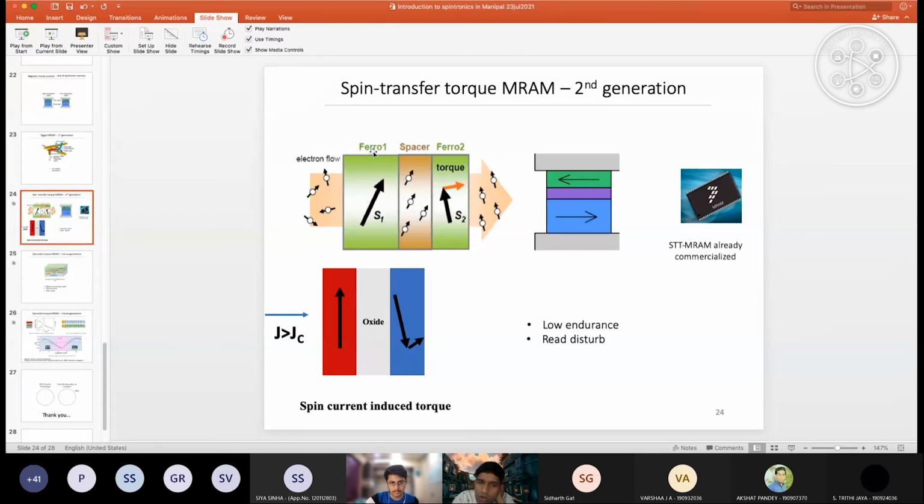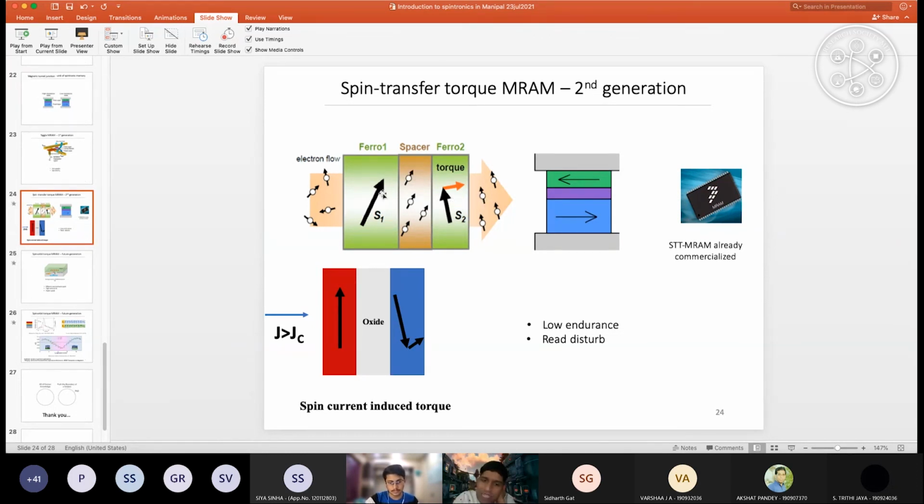So let's assume these two are in parallel state. Now you pass current in this direction, so the electron will become polarized here. Now what happens if they see a magnet aligned in the same direction? Basically, the density of state. I'm not sure if you're familiar: the density of state, basically how many empty chairs are there for this electron, will be very high. So these electrons will pass easily, so the resistance will be low.